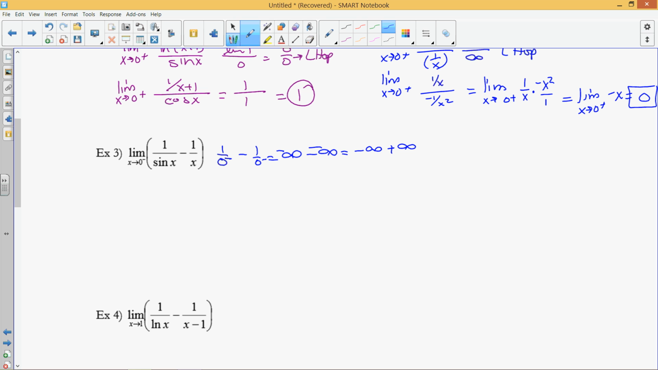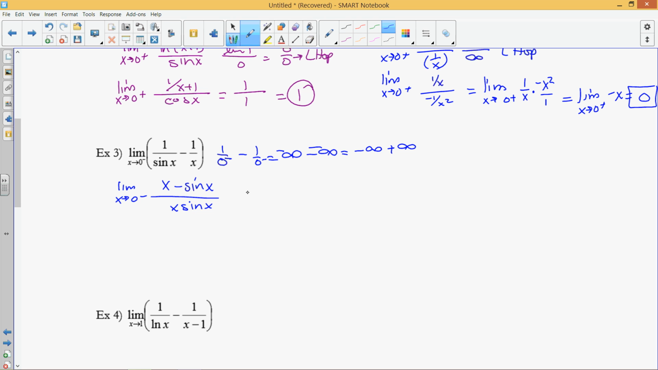Now, in this case, I've got infinity minus infinity with two fractions. I just want to turn them into one fraction. Well, that's easy enough. I'm just going to make a common denominator. So I have the limit as x goes to 0 from the left of x minus sine x over x sine x. If I were to give these a common denominator, the first one gets multiplied by x over x, the second by sine x over sine x, which gives me x minus sine x over x sine x.